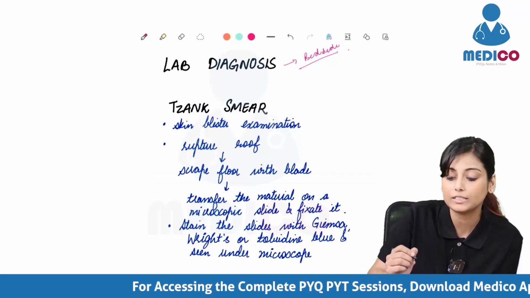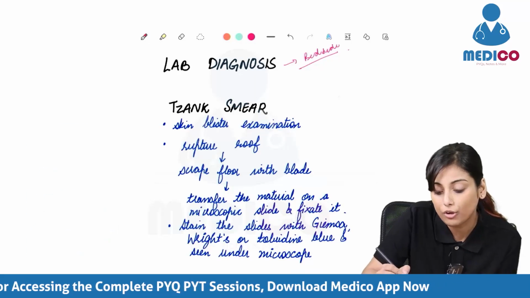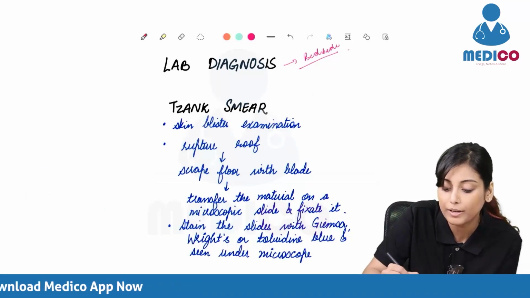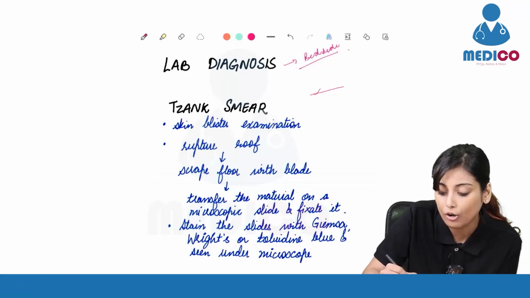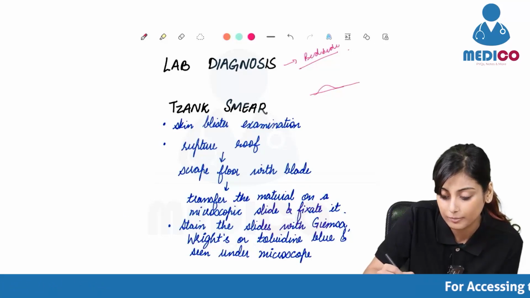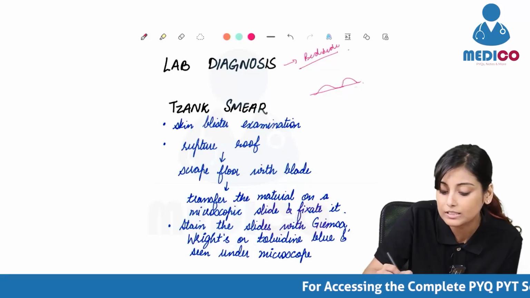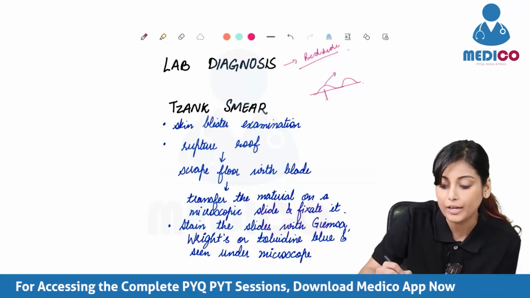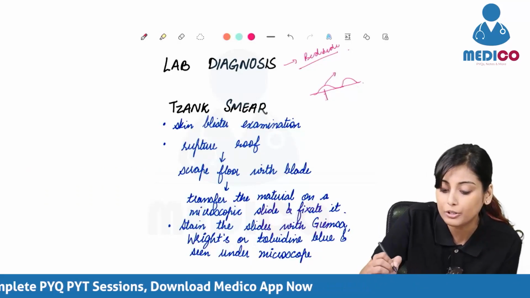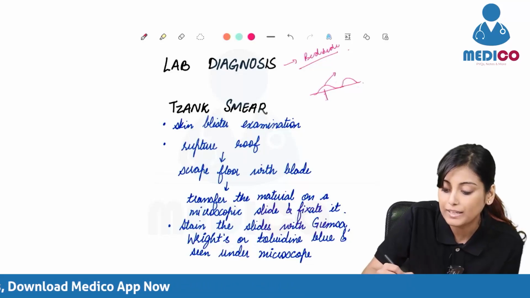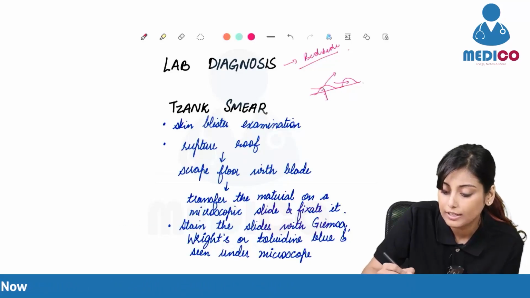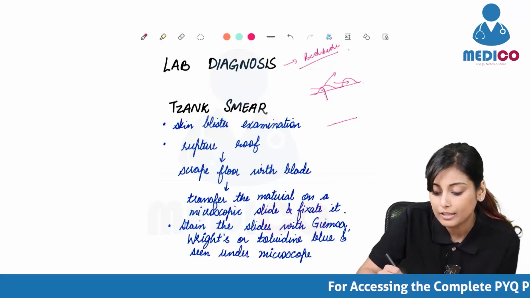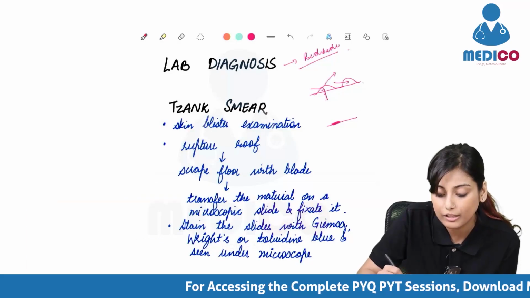The first one is Tzanck smear. If you have gone to the derma ward, or even if you haven't and have just seen patients in derma, you might have seen that some patients get blisters on their skin. We'll discuss blistering diseases in detail today, but there's something called Tzanck smear that we do at the patient's bedside. We burst these blisters, and once we have de-roofed them, there is a base which is filled with fluid.